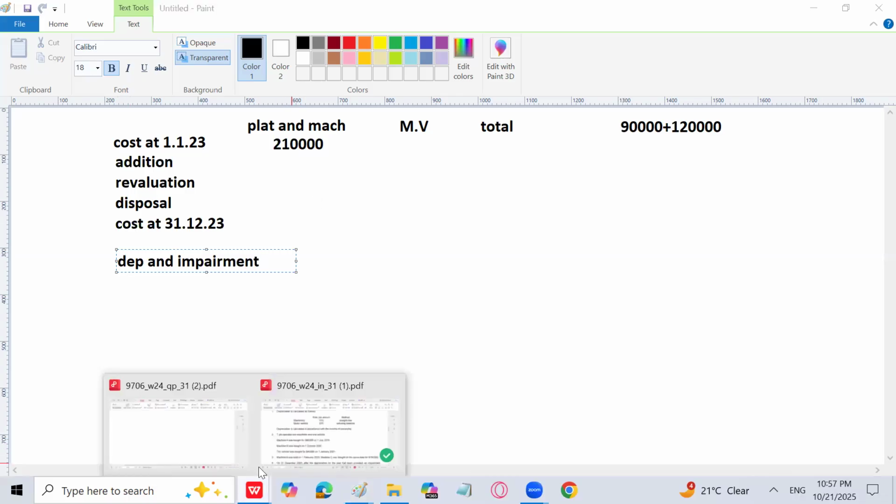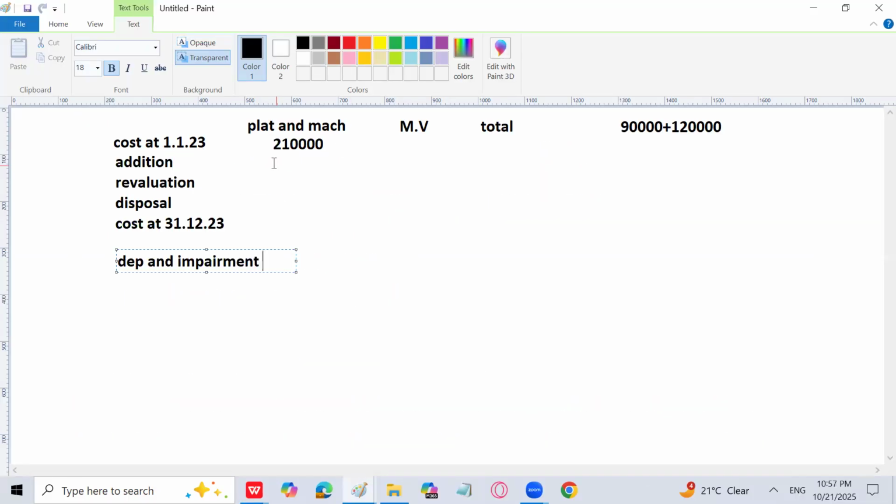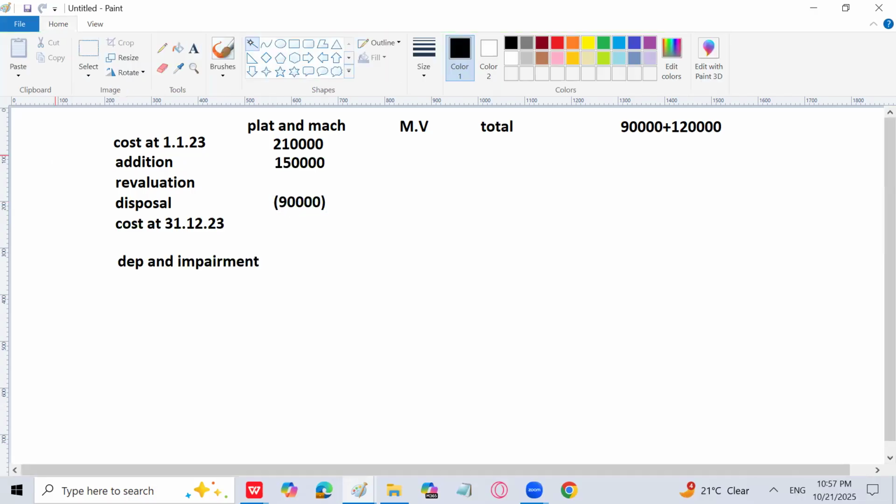First of all, let's see whether we have purchased any machinery. Yes, machine A was sold on 1st February 2023. It means that it is sold in 2023, and machine C was bought on the same date for 1,50,000. So I can write addition, that is 1,50,000, because this is debited with the cost of the asset purchased and credited with the cost of the asset sold, and disposal will come. Machine A has been sold, so I will subtract the cost of the asset, that is going to be 90,000. So 2,10,000 plus 1,50,000 minus 90,000. So the cost will be 2,70,000.